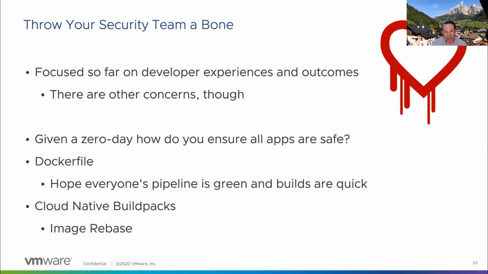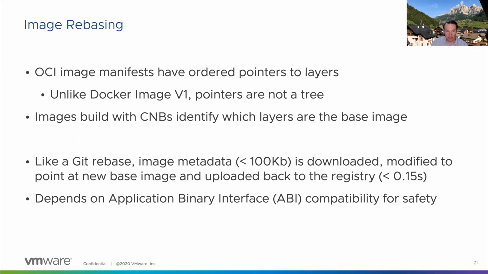So the Cloud Native Build Packs have functionality called image rebasing. Image rebasing basically says, if I know that an OCI image is a manifest that has an ordered set of pointers to a bunch of layers, then we can go through, identify which of those layers are the base image, and rewrite the manifest. It works exactly like a git rebase does, where we take all of the top layers and move them onto a different set of bottom layers. And it happens incredibly fast, right?